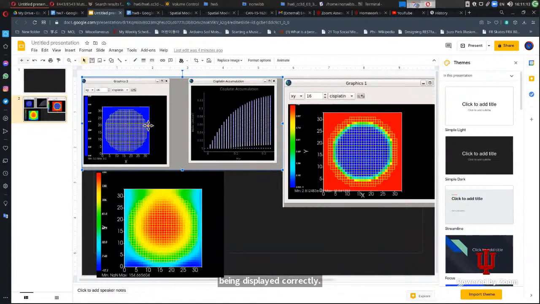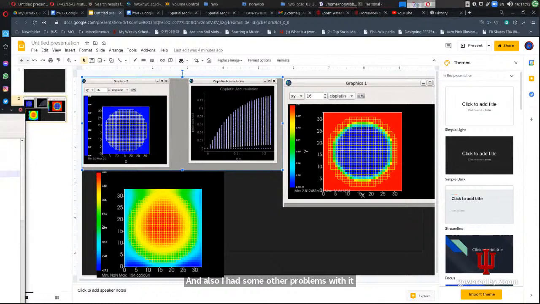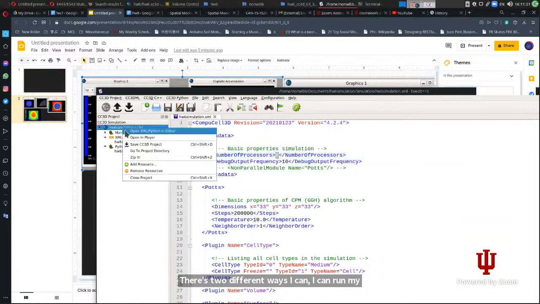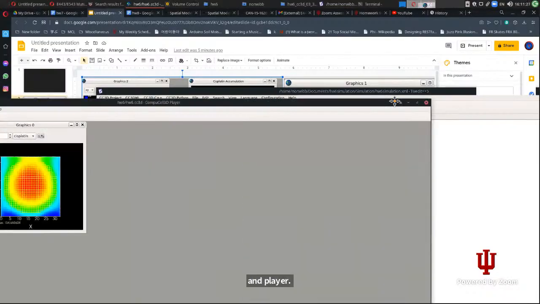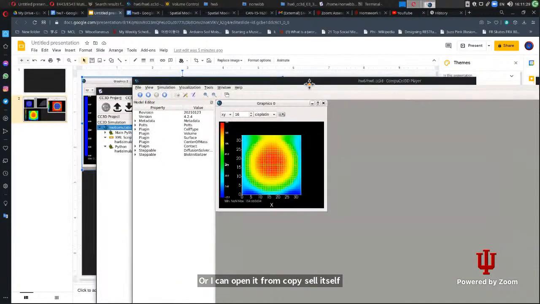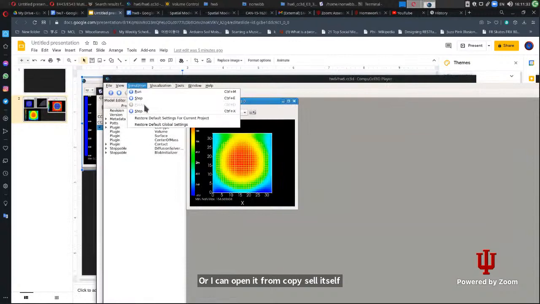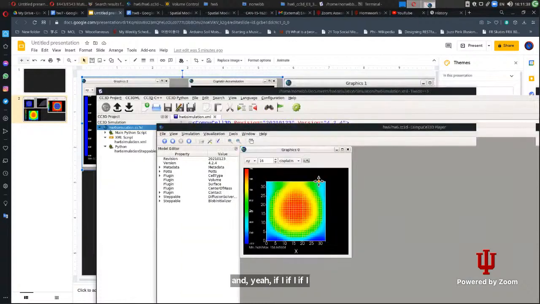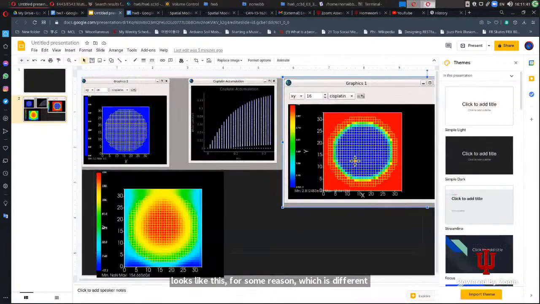And also I had some other problems. There's two different ways I can run my simulation. Either I can use, from here, open in player, or I can open it from CompuCell itself, the main window. And if I open it from here, then it looks like this for some reason, which is different from how it behaves here, for example, whenever I open it from TweEdit or whatever. But it runs faster one way and slower another way, and I seem to get different results when I do it.